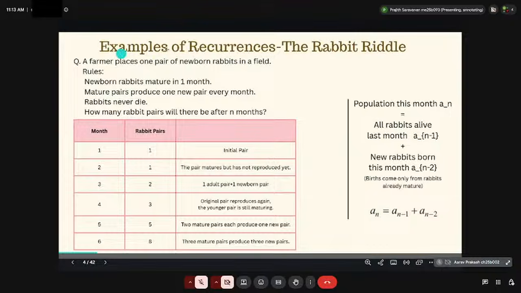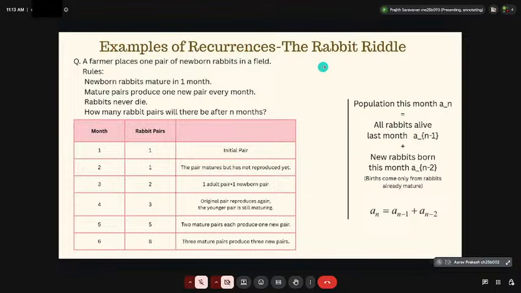Okay, let's consider another example. This is the rabbit riddle. It's a very famous riddle. A farmer places two newborn rabbits in a field. The newborn rabbits mature once every month, and the rabbits never die. The question is, how many rabbit pairs will there be after n months? The mature pairs will always produce one new pair every month.